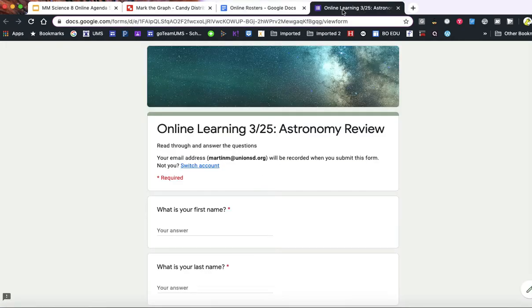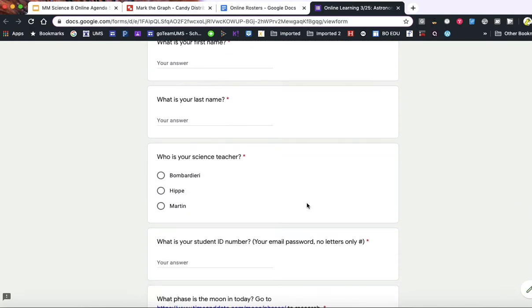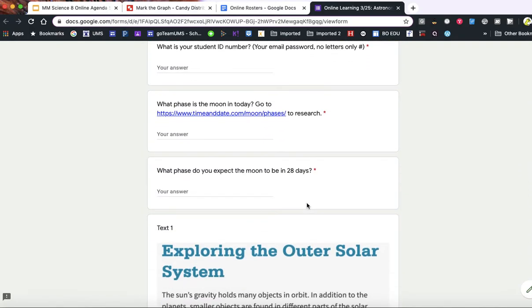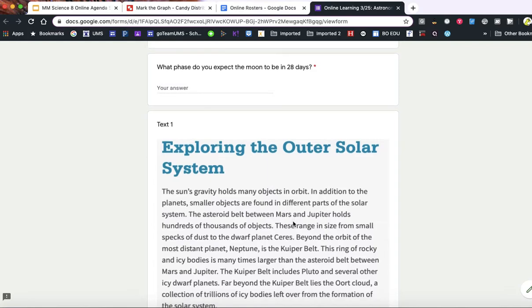The next thing is today's lesson. This is what the form is going to look like. It will collect your address. Make sure you fill out everything as you go through this. You'll see what phase the moon is, a little practice of our moon logs. What phase do you expect the moon to be in 28 days?